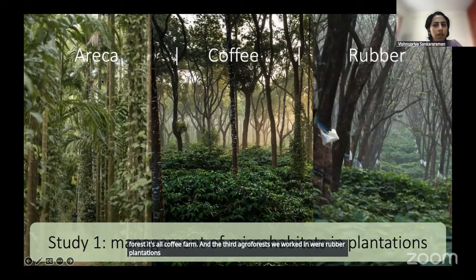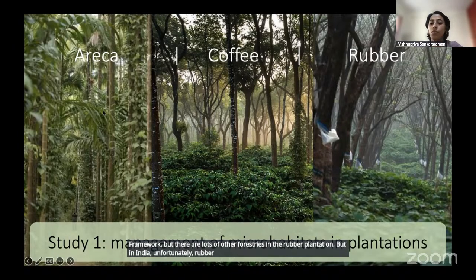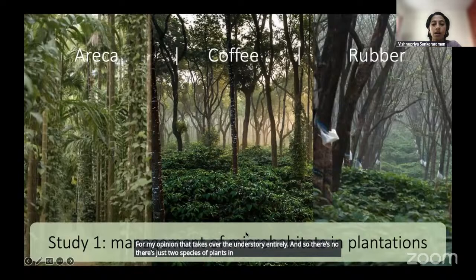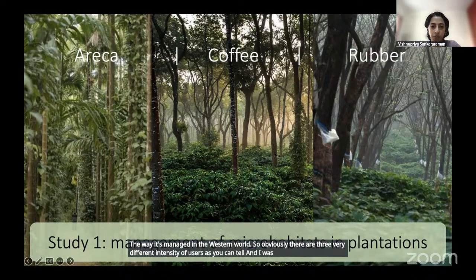And unlike rubber in other parts of the world, for example, in Southeast Asia and Central America, rubber is often mixed cropped in an agroforest framework where there are lots of other forest trees in the rubber plantations. But in India, unfortunately, rubber is a monoculture crop. So all you see is a single crop of rubber, nothing else. And then the undergrowth usually has this invasive creeper called Mycenium that takes over the understory entirely. And so there's just two species of plants in the entire rubber farm, the way it's managed in the Western Ghats. So obviously there are three very different intensity of uses, as you can tell. And I was curious to see how species would react to these intensities of use.